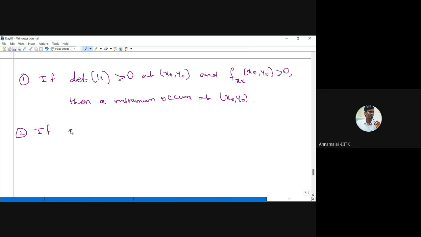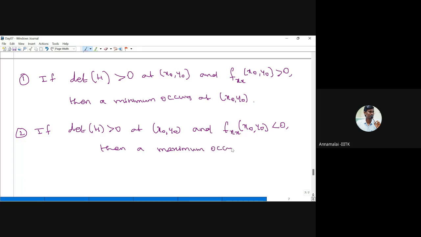Suppose the determinant of the Hessian is positive at a point x naught comma y naught, but fxx at the point x naught comma y naught is negative. If negative, then a maximum occurs at the point. Maximum occurs at x naught comma y naught.